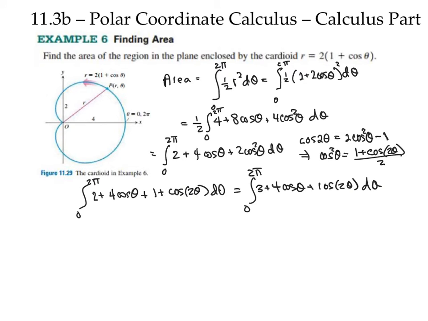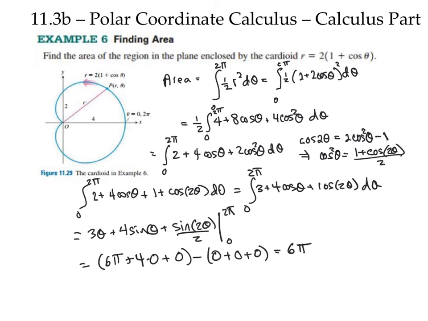Note here that the 2 in the denominator of 1 plus cos 2 theta over 2 and the coefficient 2 in front of cos squared theta canceled out. So this should be a pretty easy integral to do because all three parts are very easily integrable. So not too bad, and the area turned out to be exactly 6 pi. Just remember the formula, 1/2 r squared d theta, and you can do polar coordinate calculus.